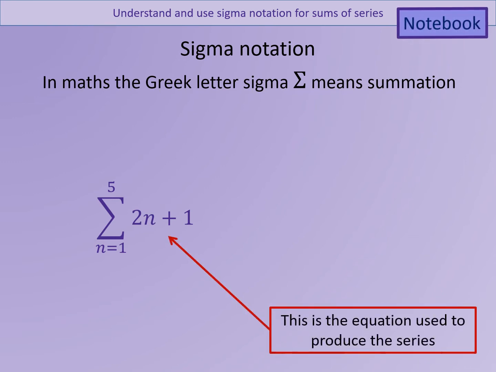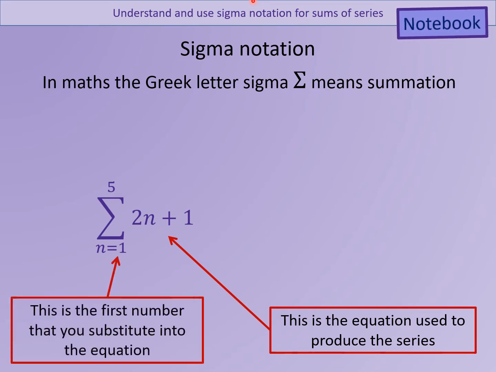So here we have the rule that produces the series, 2n plus 1. We could write this as 2r plus 1 or use any other letter instead of n, as long as the letter here matches the letter that is used here. It doesn't actually matter which one we use, but n and r are quite common in these questions. The number at the bottom of the sigma tells you where to start in your substitution. So for example, when we substitute in n equals 1, we get 2 times 1 plus 1.